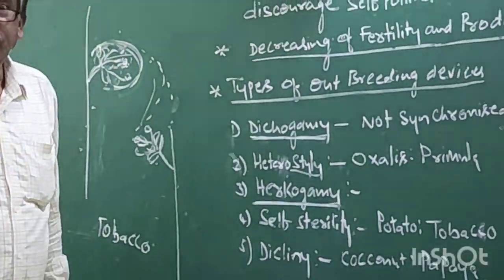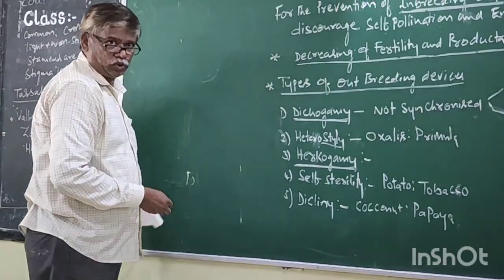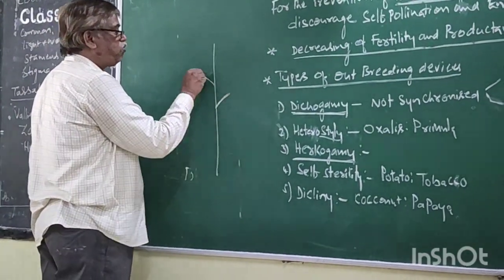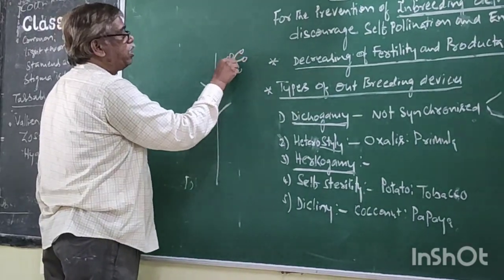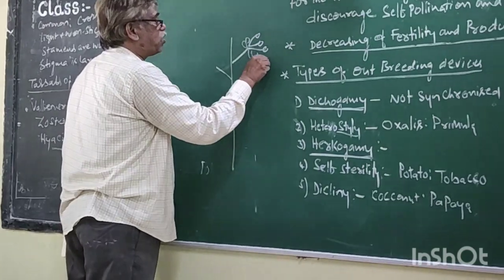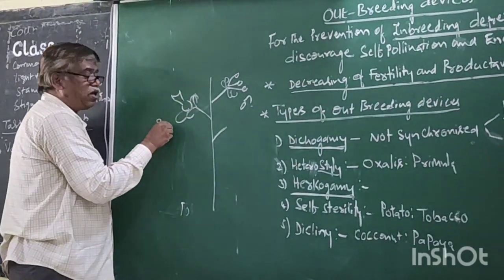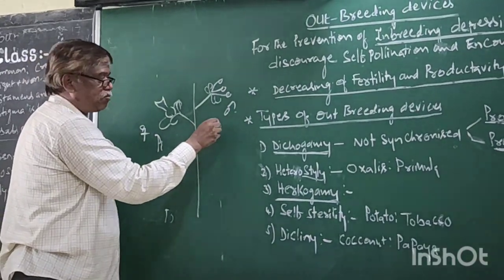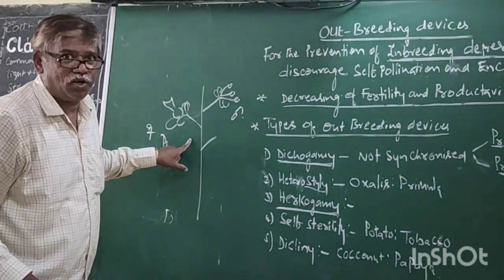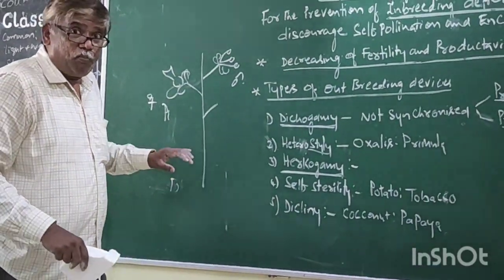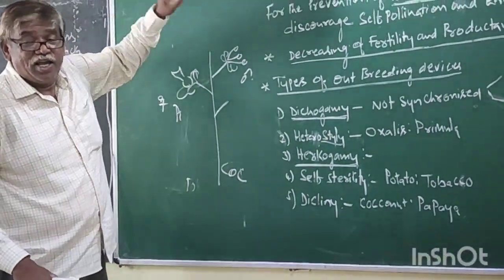Now the last one, dicliny. Now see, it is the coconut. In this coconut, flowers are unisexual. Now it has sepal, petal, and only stamens. That means a male flower. Now it has sepal, petal, and only pistil. That is a female flower. These are unisexual or bisexual? If it is unisexual, there is no autogamy. But what is this dicliny? Their ancestors, now it is coconut, had bisexual flowers.